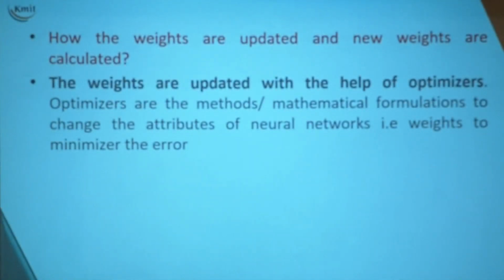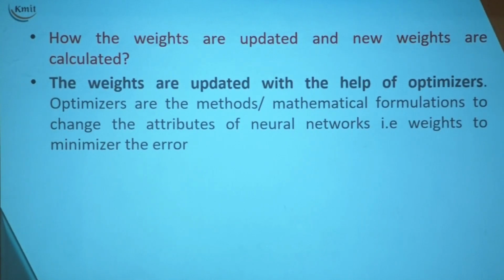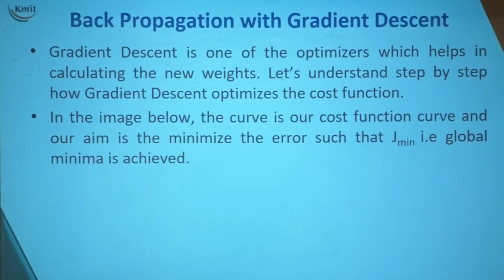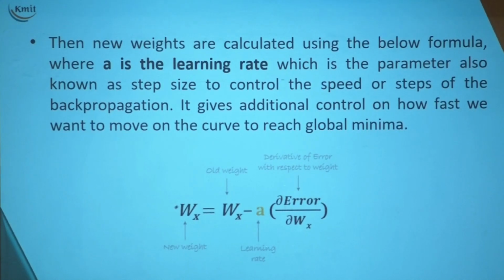How are the weights updated? Using what? The weights are updated using optimizers. What are optimizers? They are the methods or mathematical formulations which are used for changing the attributes of the neural network. Here when I talk about attributes, it is nothing but the weights. Okay. Backward propagation with respect to what? Gradient descent optimizer.